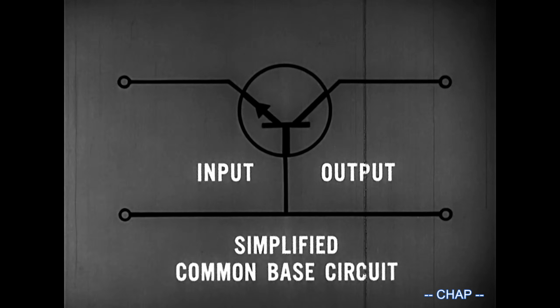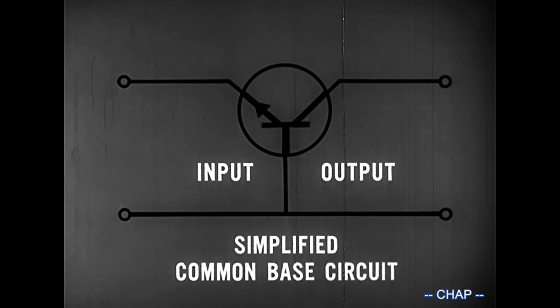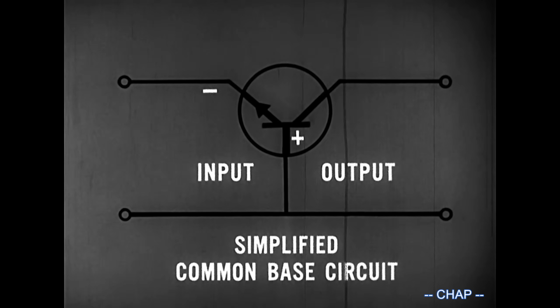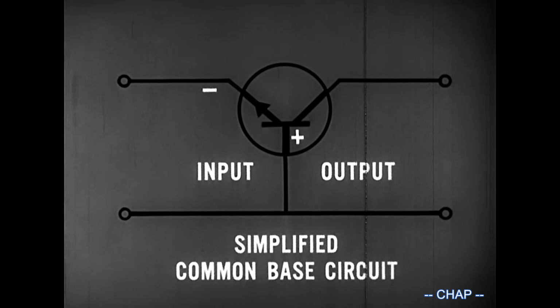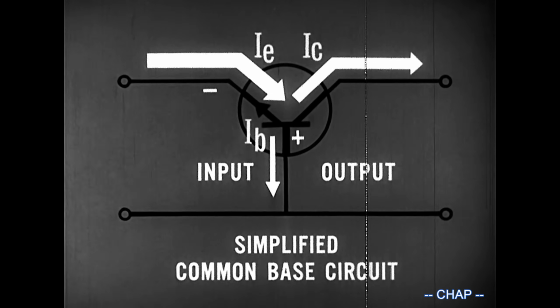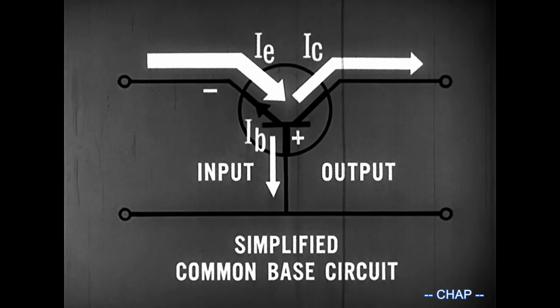When the base is common to both input and output circuits, we have a common base circuit. Forward bias requires the base to be positive with respect to the emitter. Current flow in the common base circuit would look like this. The arrows represent the emitter, collector, and base currents, when only the forward and reverse bias voltages are applied.